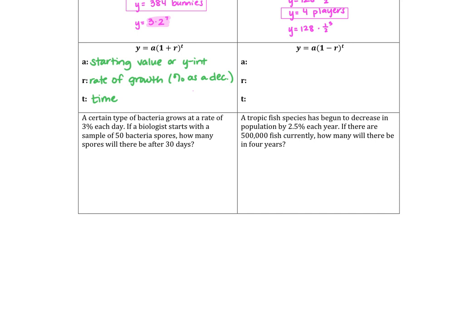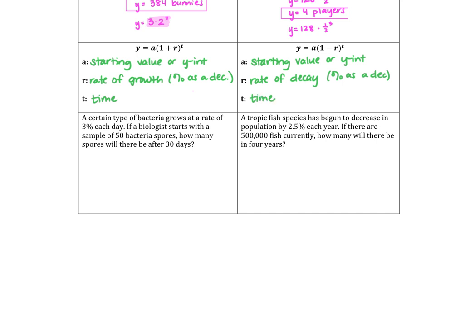Now the same is true if we're talking about growth. We're still going to have a as our starting value or our y-intercept. Our r this time is going to be our rate of decay. Again, it's always going to be a percent that is written as a decimal. And t is always going to be our time.